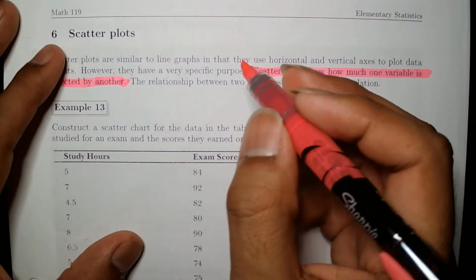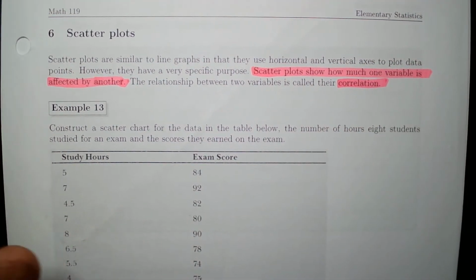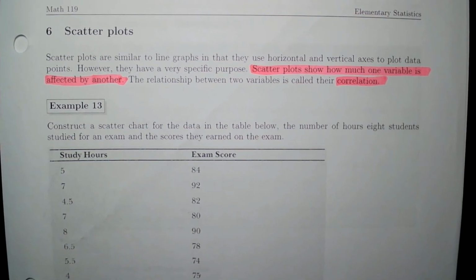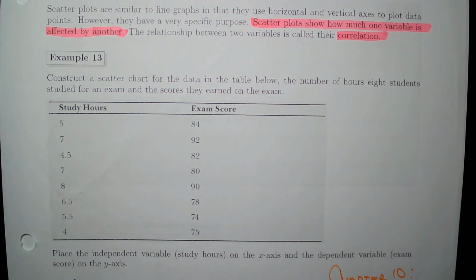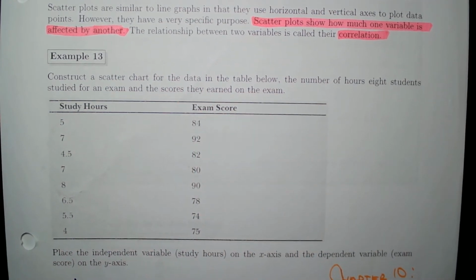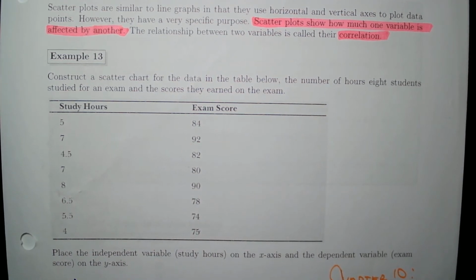And in this case, there is a correlation. So the variables are correlated. So we have this table right here. Let's construct a scatter chart for the data in the table below: the number of hours each student studied for an exam and the scores they earned on the exam.